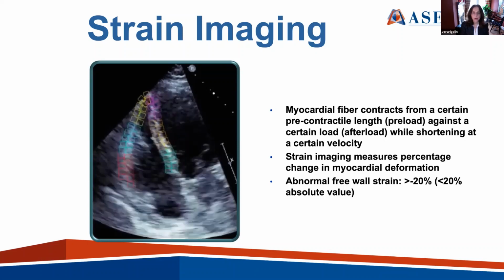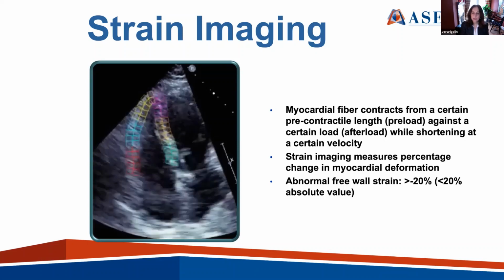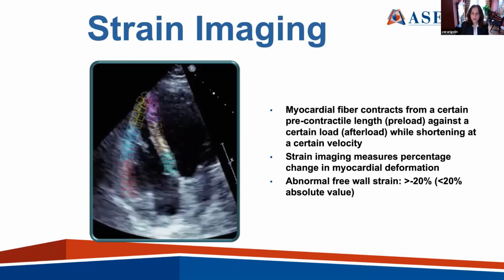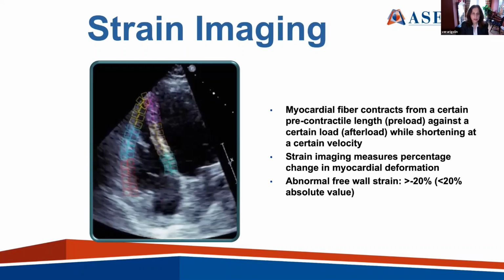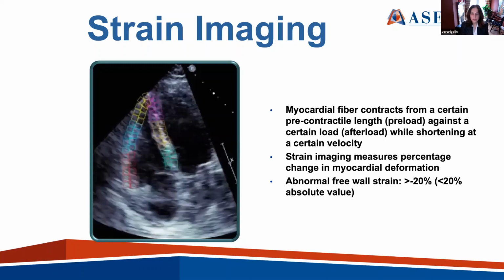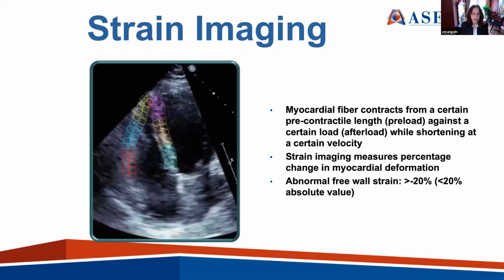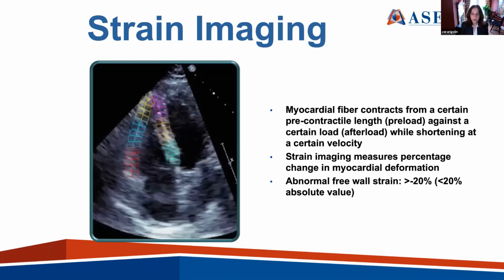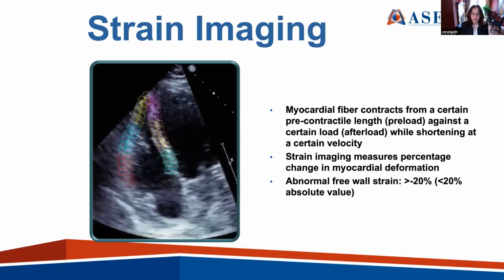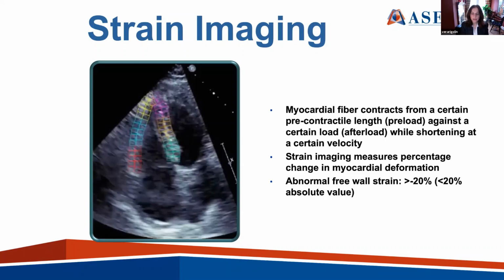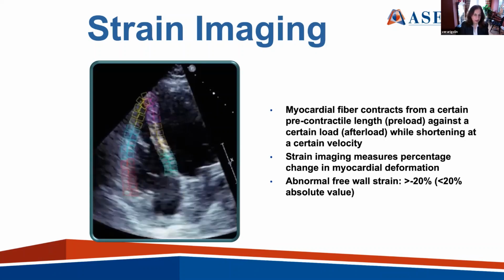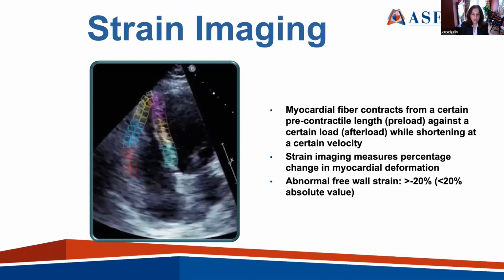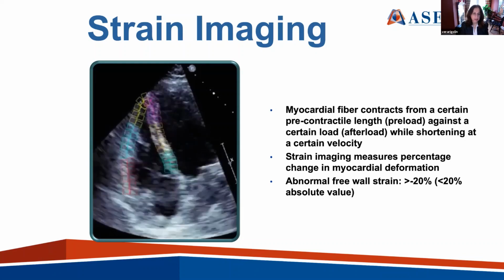Now, the myocardial fibers contract from a certain precontractile length against a certain load while shortening at a certain velocity. And that's what the strain imaging is actually measuring. So it's a change in myocardial deformation. An abnormal free wall RV strain is a value greater than negative 20%. That negative value sometimes can be really confusing. So if you're looking at an absolute value, it's less than 20%.